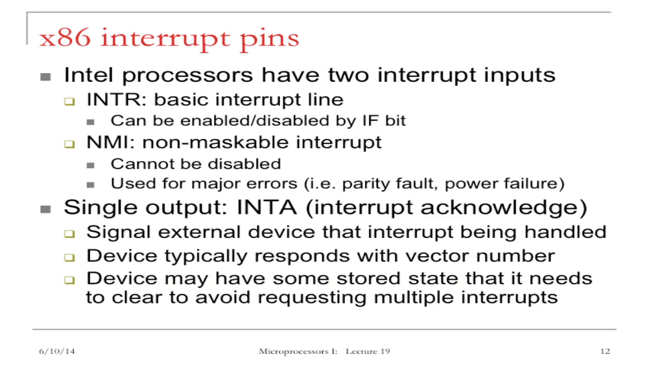Devices typically respond with a vector number. And we talked about the vector table. In the vector table, we have multiple entries. In fact, we have 256 entries in the vector table for x86. The device should respond with this vector number to tell the microprocessor what kind of interrupt it needs. Device may have stored state that it needs to clear to avoid requesting multiple interrupts. So this INTA is for that purpose.